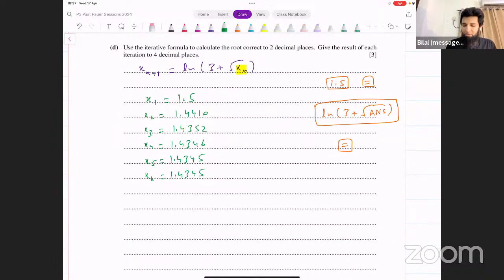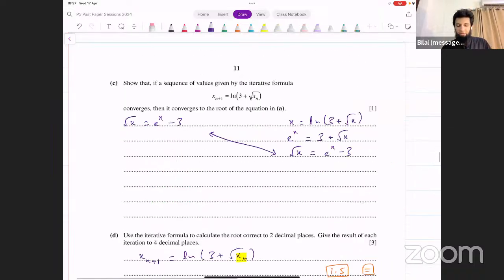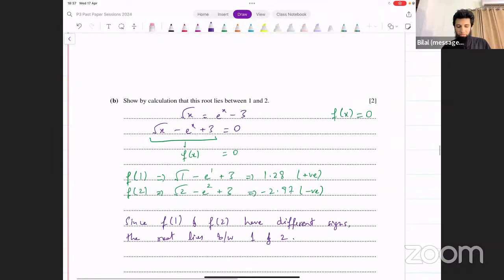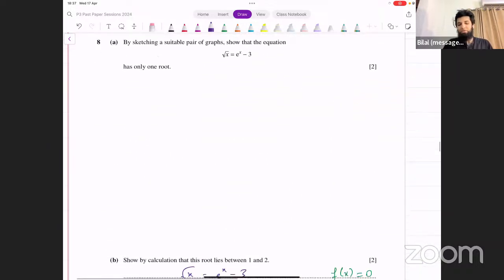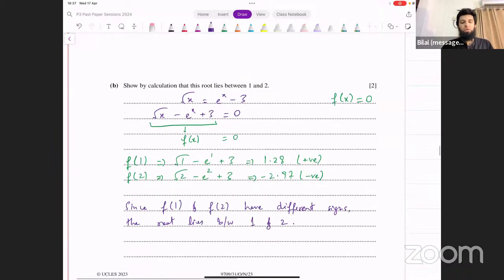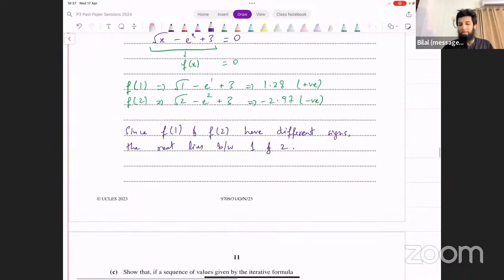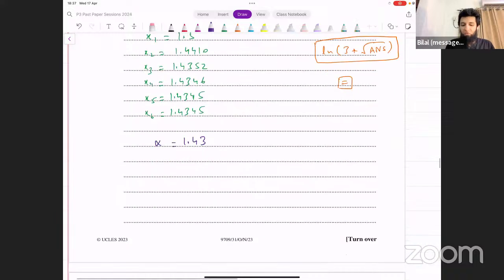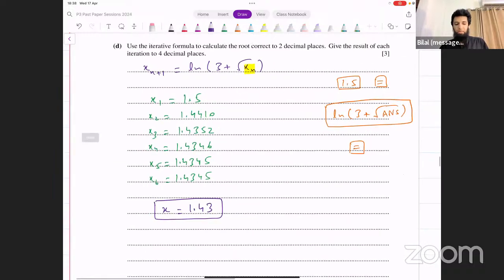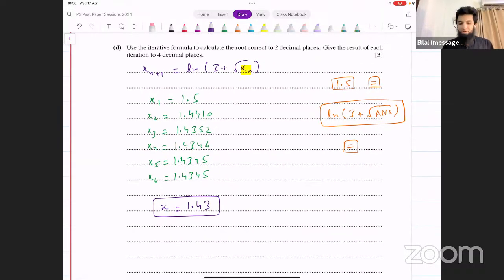We want the final answer to be correct to 2 decimal places. Okay, so the final answer is therefore 1.43. Now let's see if they've called this root something. No. So sometimes they use a name for the root. They might call it alpha or something. In that case, it's necessary to write alpha equal to that. In this case, they haven't done that. So you just say x equals this, x equals 1.43. That's your final answer to 2 decimal places. Okay. That's part D. All right, let's move on.